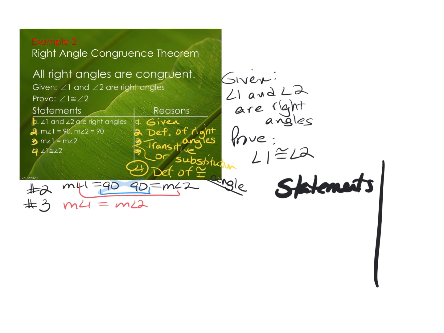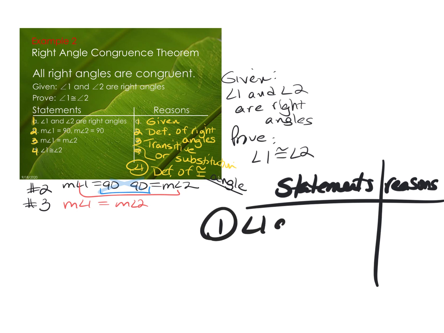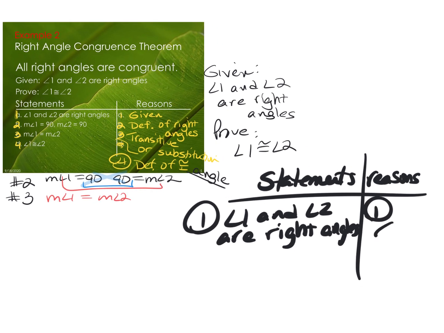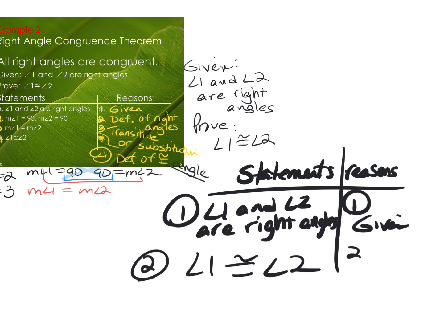So my proof now that I know this theorem is going to be a column of statements and then a column of reasons. My first step is the given, angle 1 and angle 2 are right angles. That's given. And step number 2 is what I'm trying to prove. Angle 1 congruent to angle 2. And now the reason is this theorem, the right angles congruence theorem.